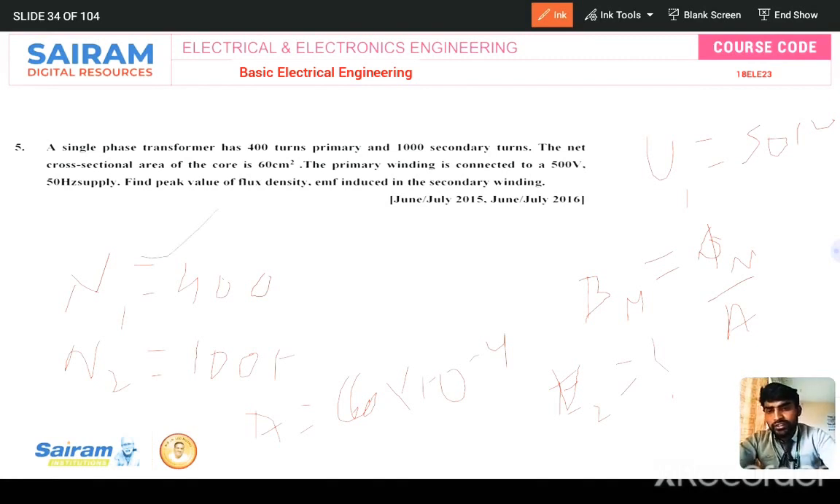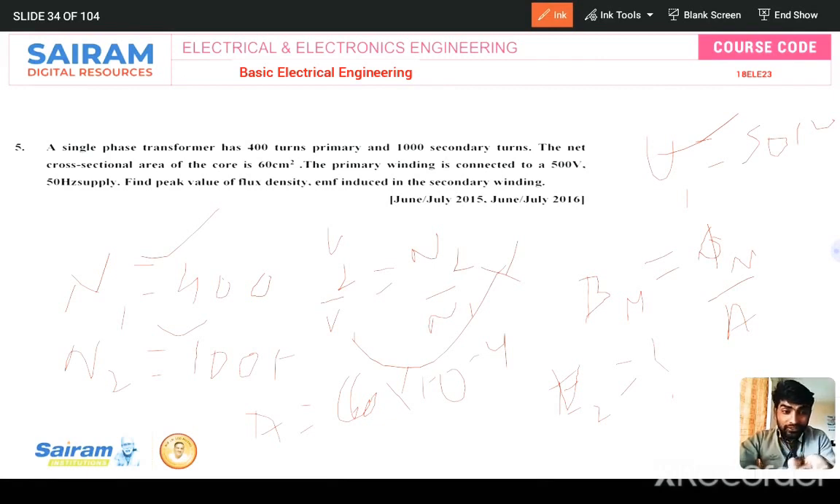See, here N1 is given, N2 is given and V1 is given. Directly you can calculate V2, secondary voltage, by using the turns ratio formula, right? V2 by V1 is equal to N2 by N1. Just multiply by V1 over here, directly you will get V2, right? So just calculate by using a calculator.